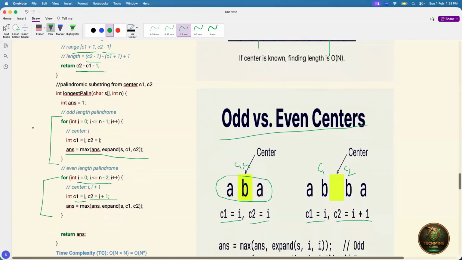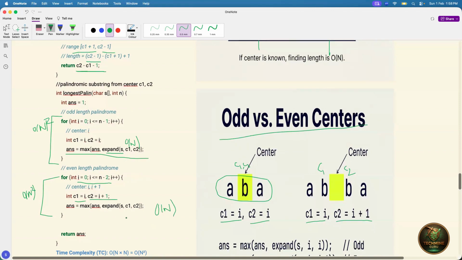Since this for loop will give us time complexity of O(n), but inside there, the expand function will have its own time complexity of O(n). So that's why this odd length will give time complexity of O(n square). And similarly for this one as well, the expand function will internally be O(n), so this time complexity is also O(n square).